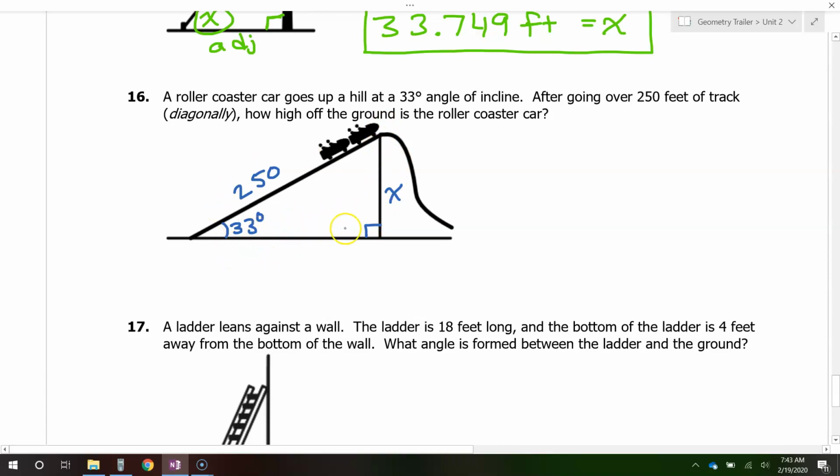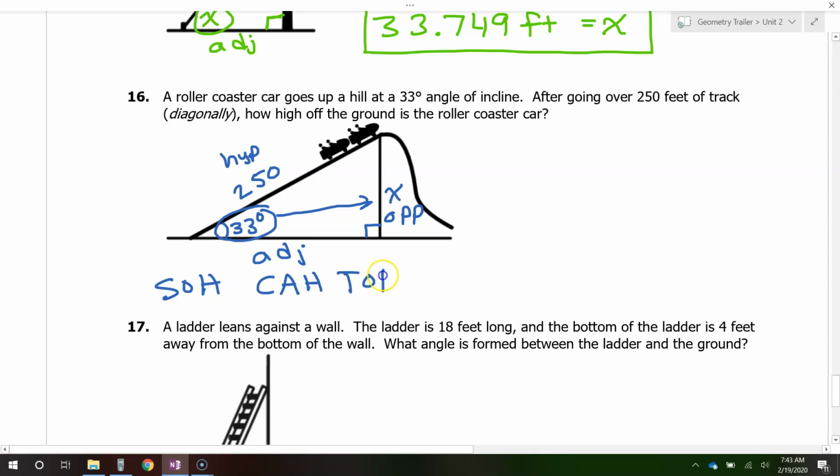So which side is the hypotenuse? Here's the hypotenuse across from the 90-degree angle. Circle the angle that you're given, draw an arrow. That's going to be the opposite side. The other side is the adjacent side. Write Sohcahtoa. Which one are we going to use? Look at the sides. We have the x, of course, and we have the 250. That's opposite and hypotenuse. Well, sine is opposite over hypotenuse, so let's use that.